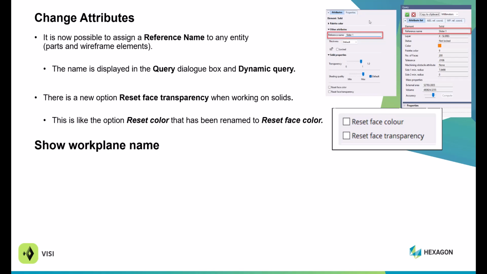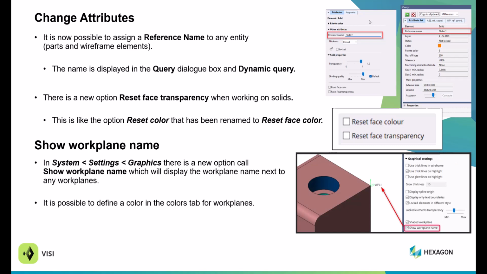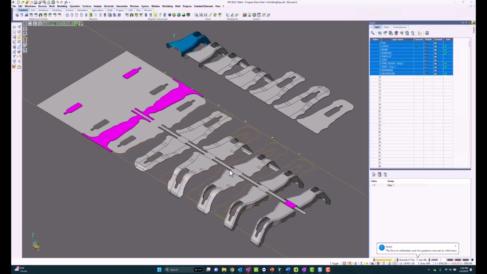And there's a new enhancement to be able to display a workplane name. In System Settings Graphics, there's a new callout called Show Workplane Name. In the graphical area, it will display the workplane. It is now also possible to define workplanes by a color. So you could actually select a relative workplane and change the color of that workplane as well.